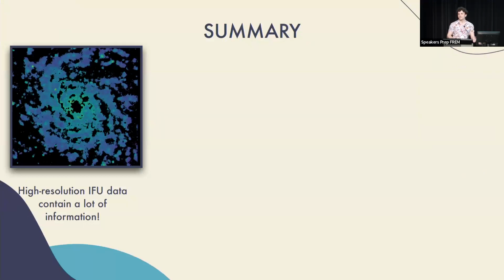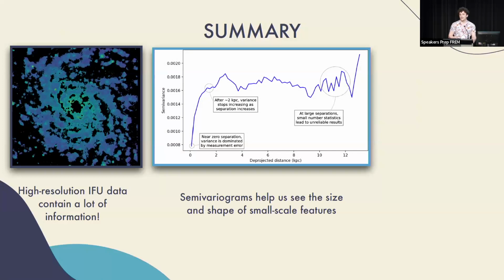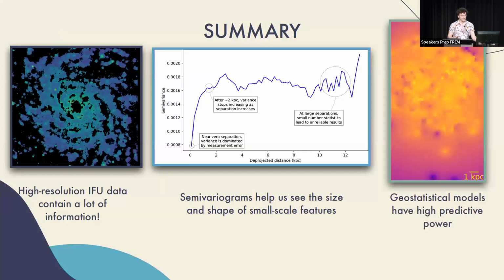So to summarize, the high resolution IFU observations that we're getting from modern surveys like MUSE have an incredible amount of data that tells us a lot about astrophysical processes, especially ones that are happening on small scales, which is really important for simulations that care about sub-resolution physics. Using semi-variograms, we can separate large-scale and small-scale contributions to the metallicity of the galaxy, and we can also separate small-scale sources from observational noise. And we can use these models to create better models of our galaxy's metallicity that are more informative and give better predictions. Thank you.